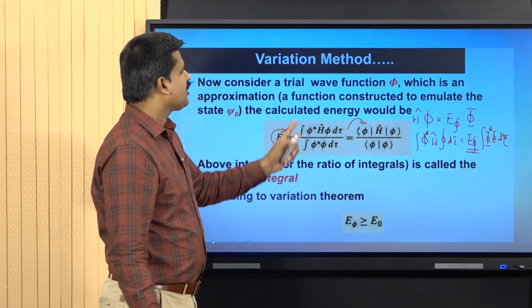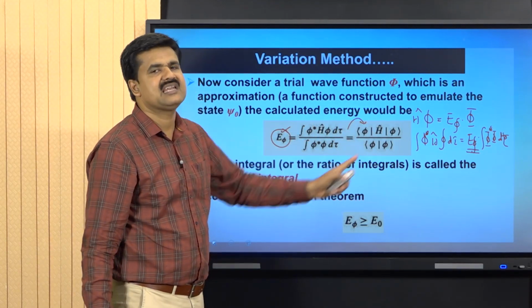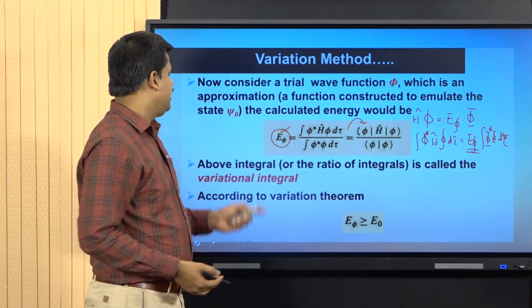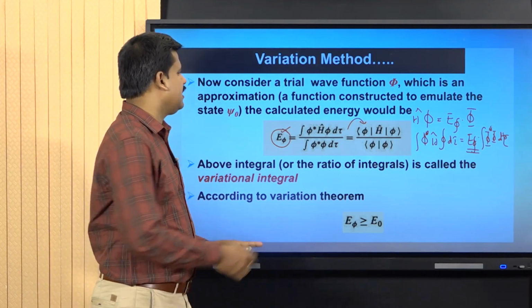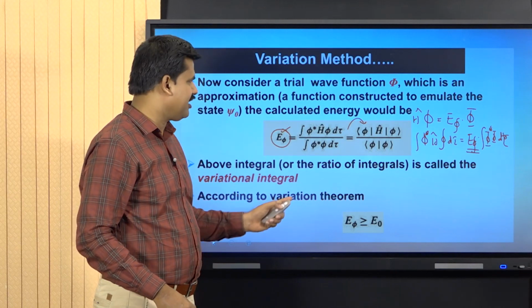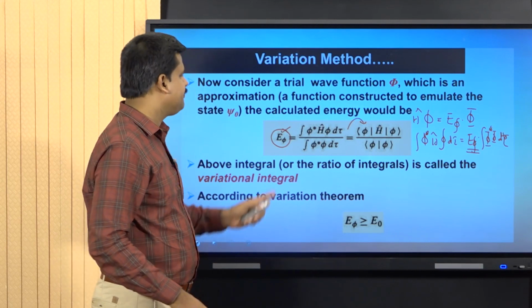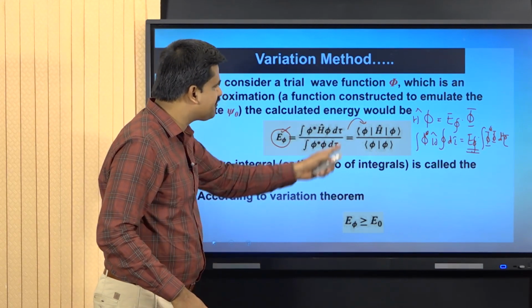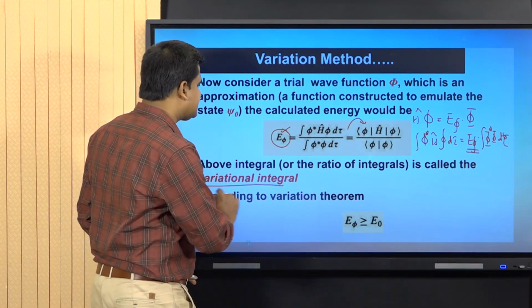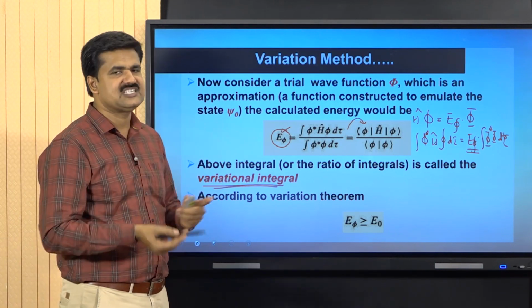This is about the value of E phi in integral representation and in bra and ket representation. We can use each representation conveniently. Now, this kind of integral, that is the energy integral, the energy value determined by the trial wave function, this ratio of integrals is more important, and it is termed the variational integral. So, what is meant by variational integral?